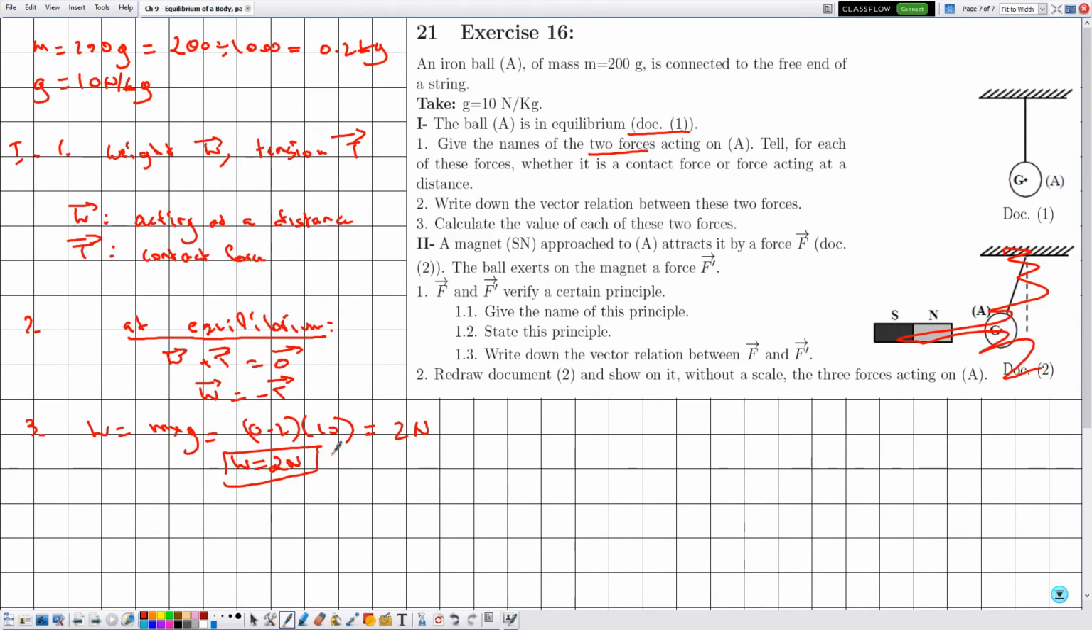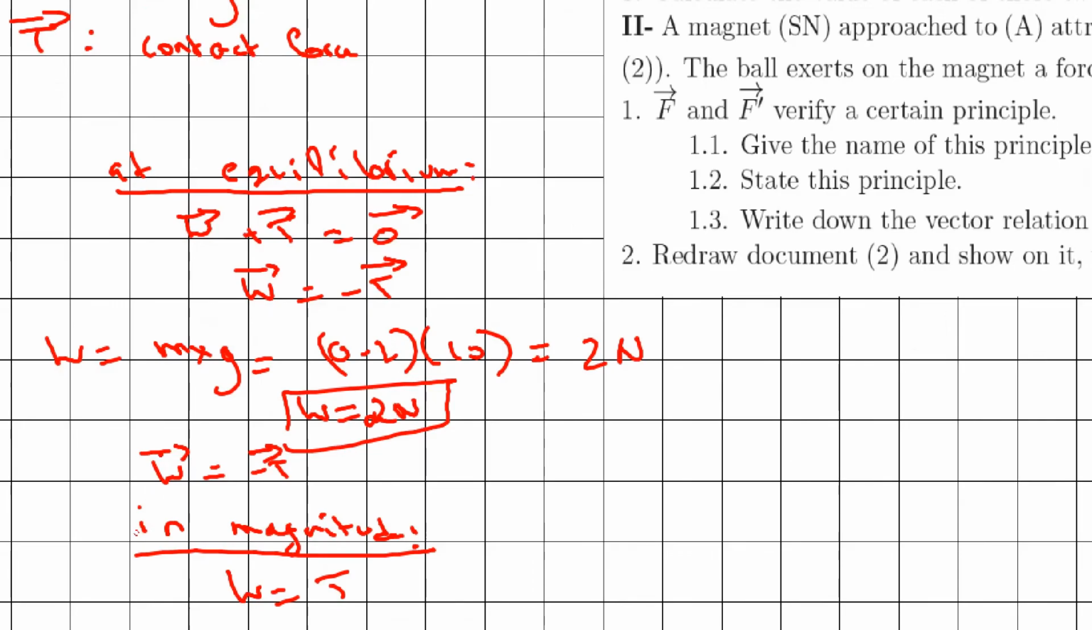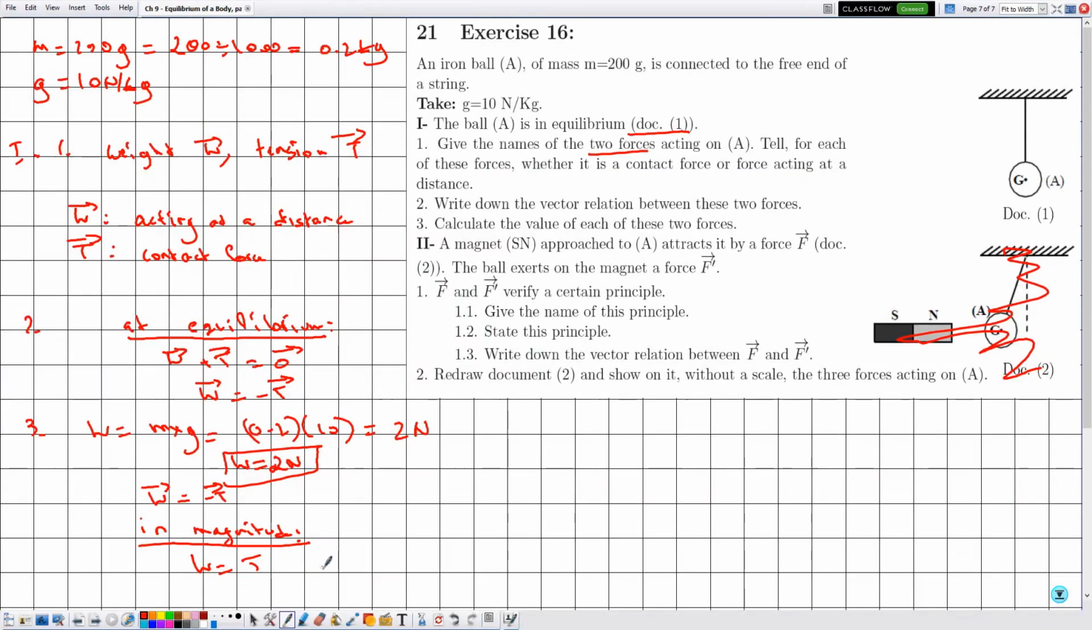Now we need to deduce the magnitude of the tension, and this can be deduced from this equation. Weight is equal to minus the tension. So we will say in magnitude that the weight is equal to the tension. We drop down the vectors and we remove the minus sign. But we know that the value of the weight is equal to 2 newtons, then the value of the tension is equal to 2 newtons.